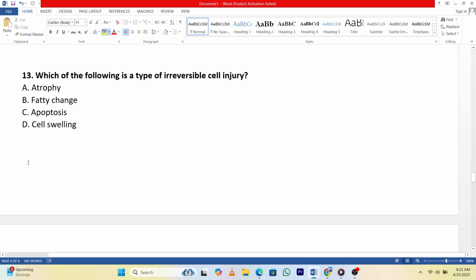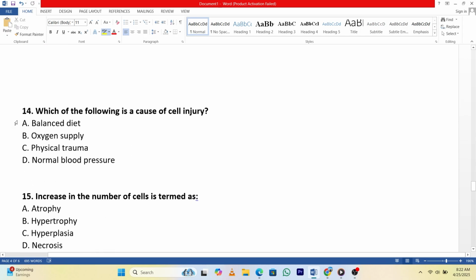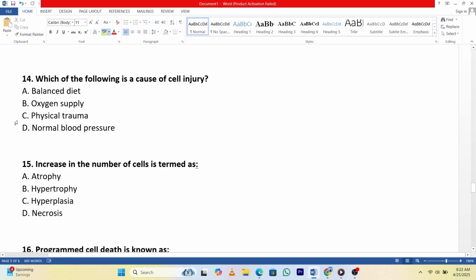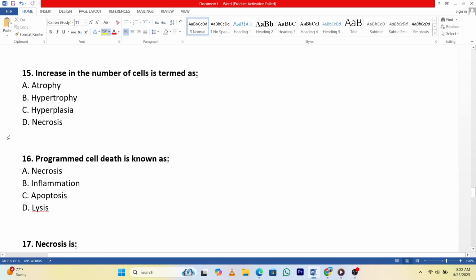13. Which of the following is a type of irreversible cell injury? A. Atrophy. B. Fatty change. C. Apoptosis. D. Cell swelling. Answer: C. 14. Which of the following is a cause of cell injury? A. Balanced diet. B. Oxygen supply. C. Physical trauma. D. Normal blood pressure. Answer: C.